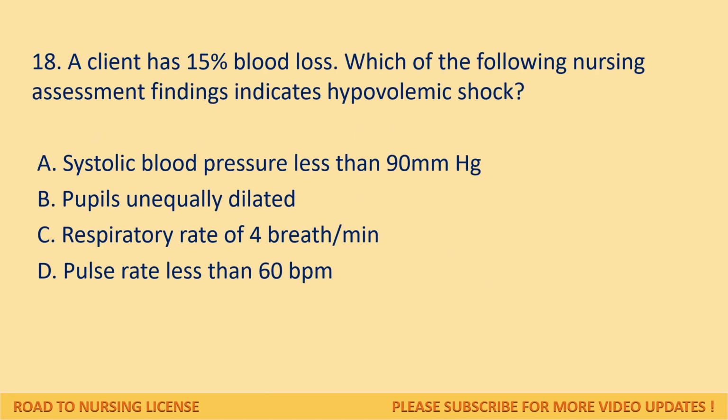Question 18. A client has 15% blood loss. Which of the following nursing assessment findings indicates hypovolemic shock? A. Systolic blood pressure less than 90 mm Hg. B. Pupils unequally dilated. C. Respiratory rate of 4 breaths per minute. D. Pulse rate less than 60 beats per minute.